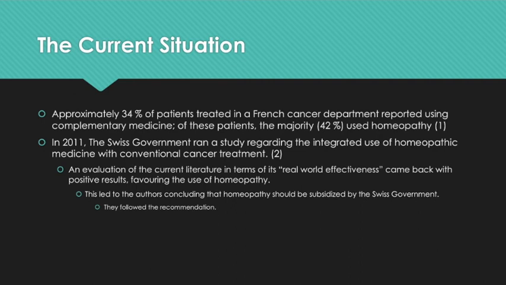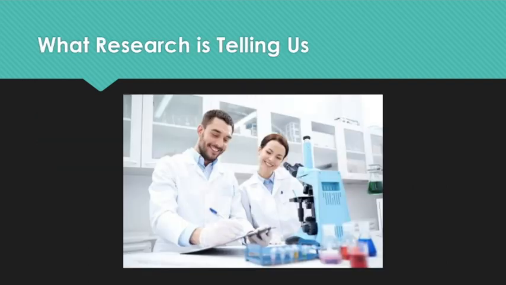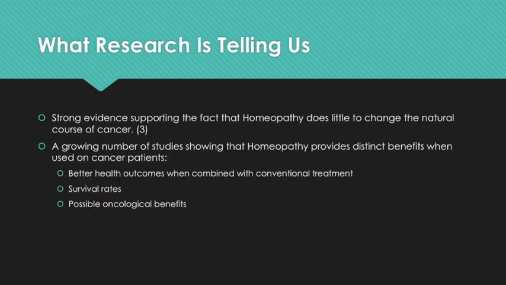Interestingly, in Switzerland, the demand by both patients and clinicians catalyzed the eventual subsidizing of homeopathy to be used with cancer therapies. Now, although there is a strong claim made against homeopathy and its ability to manage the natural progression of cancer, there have been a lot of randomized controlled trials and observational studies coming out over the past decade, documenting some key benefits that cancer patients can derive from homeopathic remedies. Those are better health outcomes when combined with conventional treatment, better survival rates, and even possible oncological benefits. These findings encourage clinicians to keep an open mind, as suggested by the researchers.